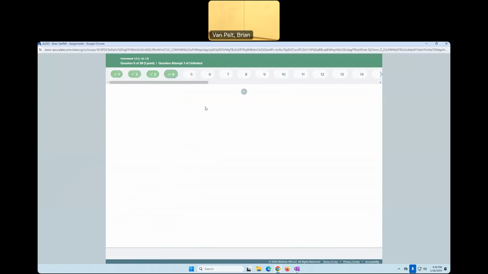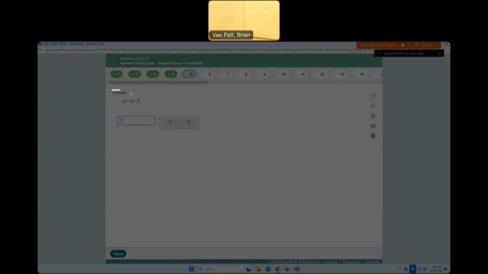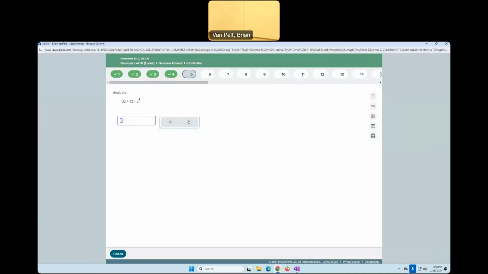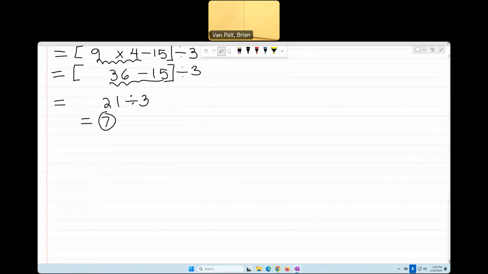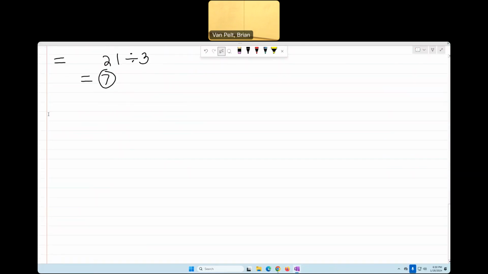All right, the next one I saw had an exponent in it, so I like the looks of it. When you think you've got it, let me know. I want to check your work.